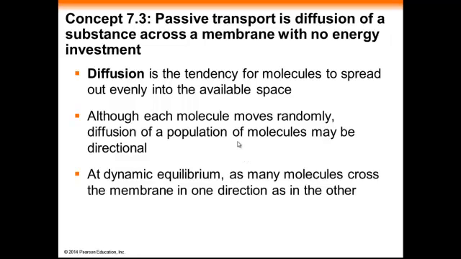The process of movement through a membrane is called transport, and we're going to talk about two different kinds of transport in general. The first is called passive transport, and this is the movement of stuff across the membrane without any energy input on the part of the cell. The first type of passive transport is called diffusion, and diffusion is the tendency for molecules to spread out evenly into an available space.